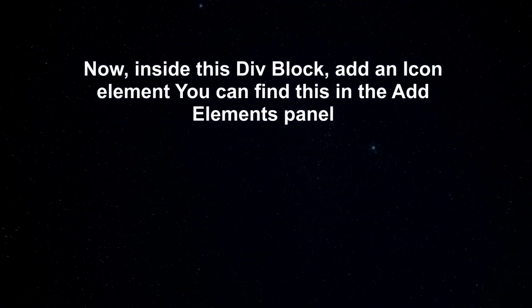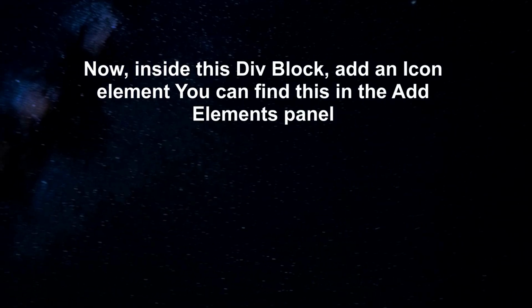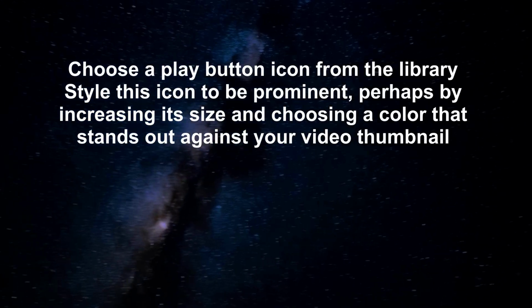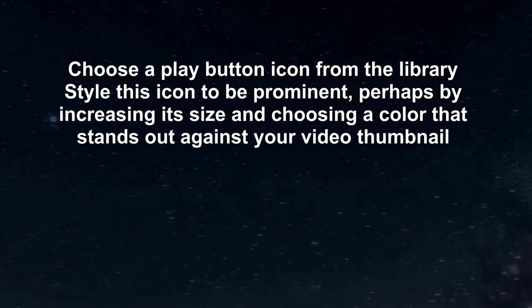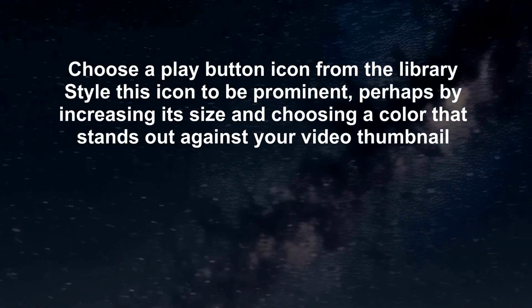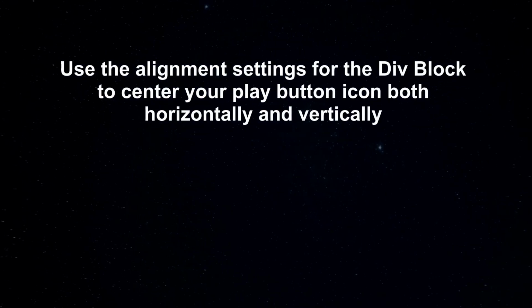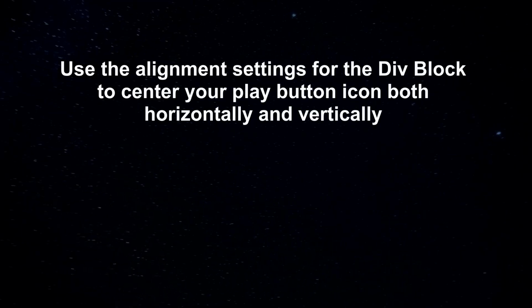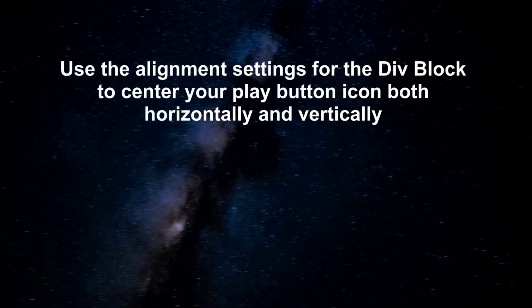Now, inside this div block, add an icon element. You can find this in the Add Elements panel. Choose a play button icon from the library. Style this icon to be prominent, perhaps by increasing its size and choosing a color that stands out against your video thumbnail. Use the alignment settings for the div block to center your play button icon both horizontally and vertically.